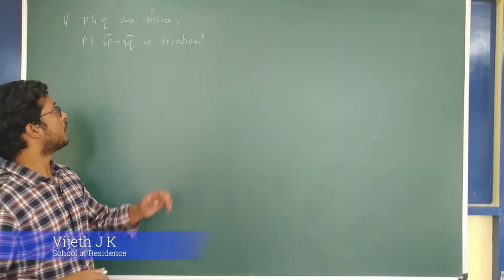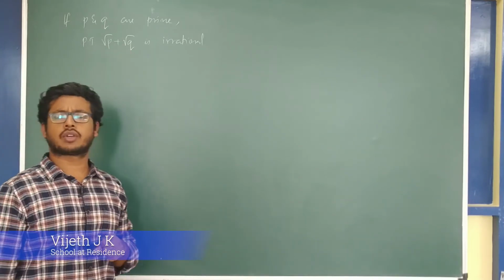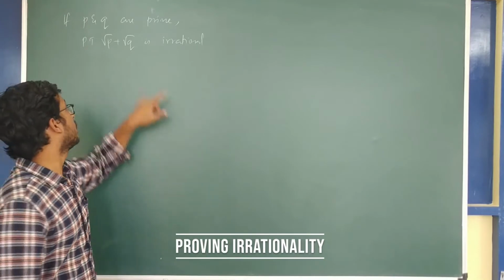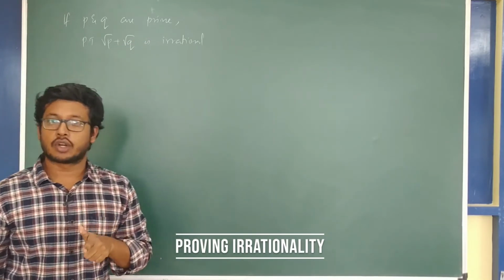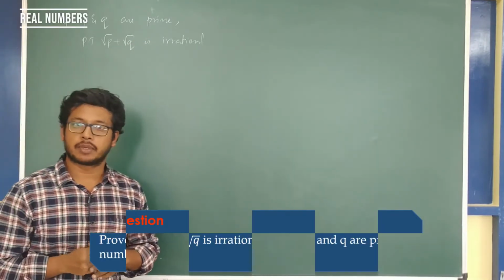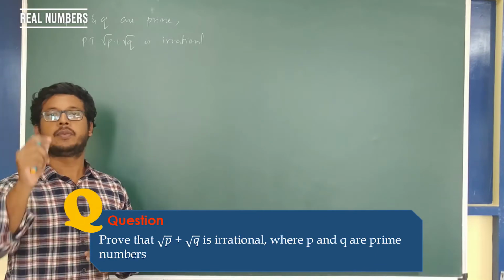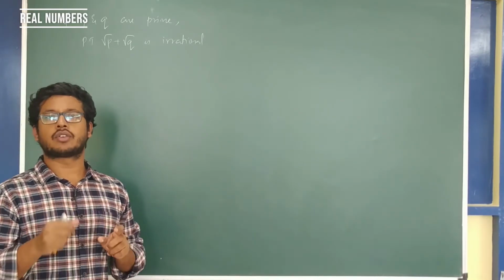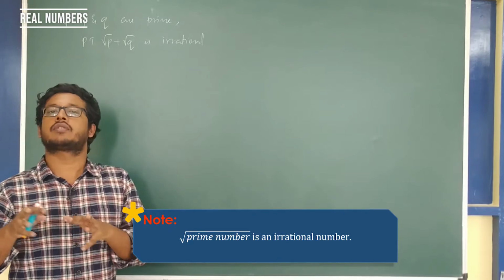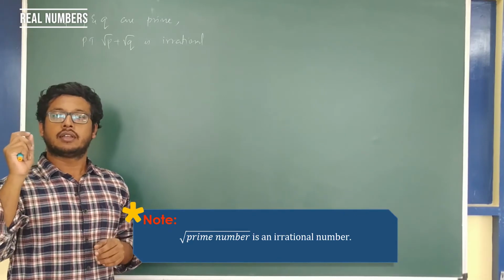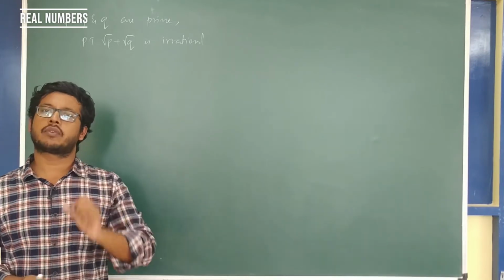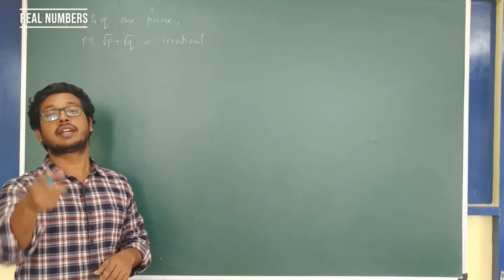So in this video, we will prove that square root p plus square root q is an irrational number, where p and q are prime numbers. In order to prove this one, we will use our previous example for help. Our previous example said that the square root of p, which means the square root of a prime number, is always an irrational number. That's what we proved in our earlier problem. So we will use that argument here.